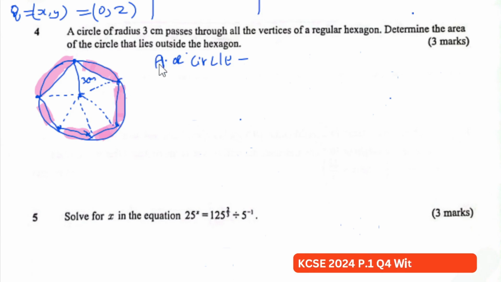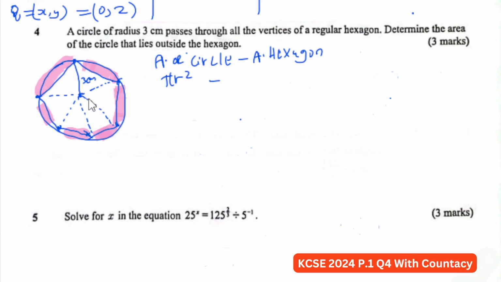That is area of the circle minus the area of the hexagon. We have that right there. So how do you find the area of the circle? The area of the circle is simply pi r squared. I believe you can write that down. That is pi r squared, and then we have minus area of the hexagon.